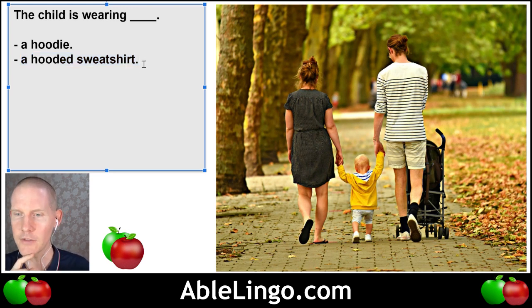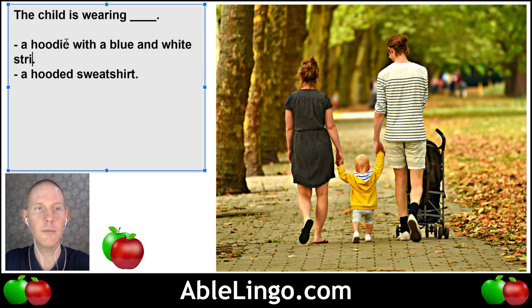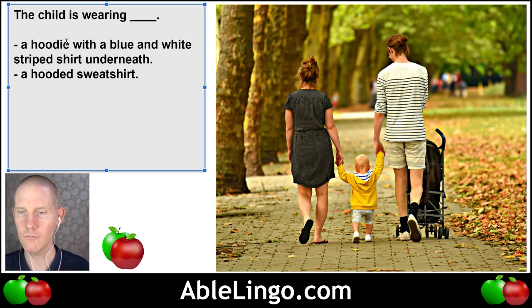Something like that. Let's see. So Putri says a yellow hoodie with a blue and white striped... Maybe his shirt is blue and white, or else the inside of the jacket is blue and white. I'm not quite sure. Maybe it's a shirt. So we could say a hoodie, maybe with a blue and white striped shirt underneath. Right? We need to establish that the shirt is underneath the hoodie. Right. Okay. And how about his pants? What do we say?